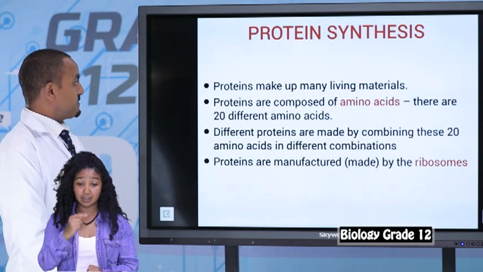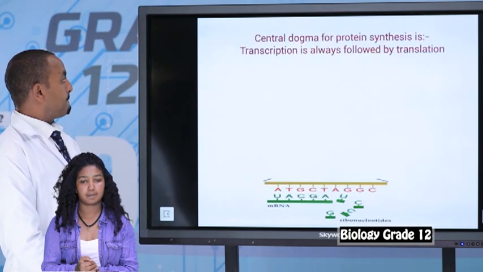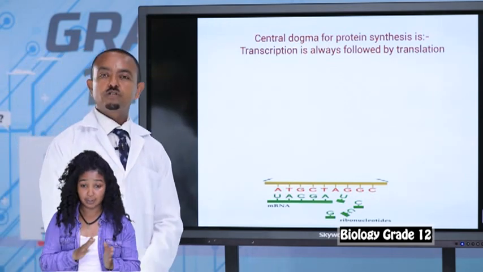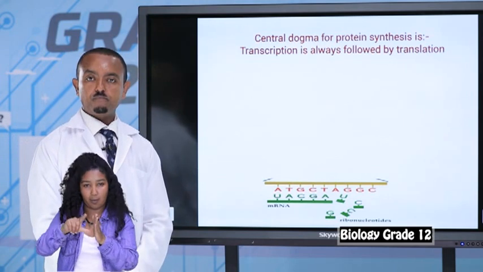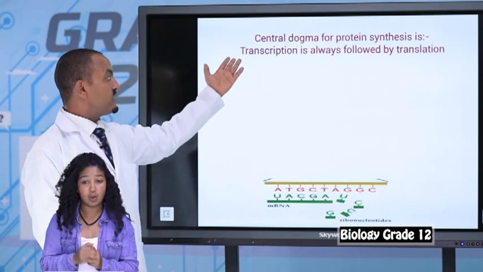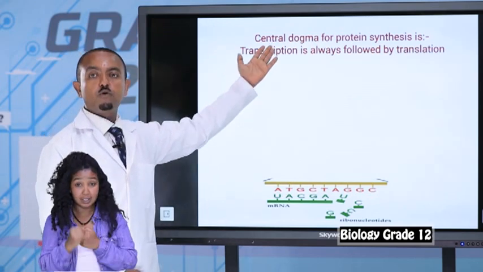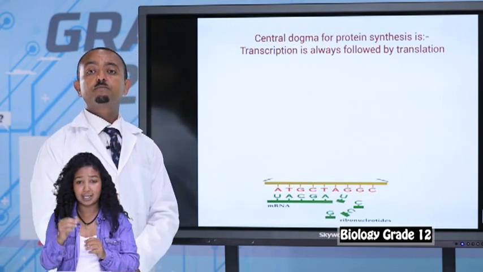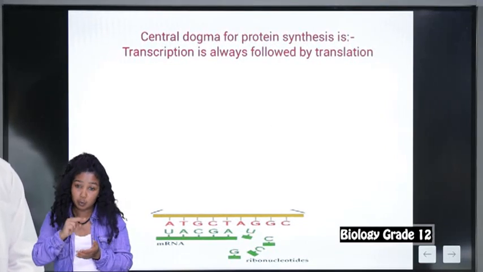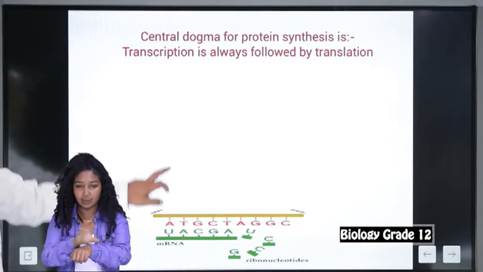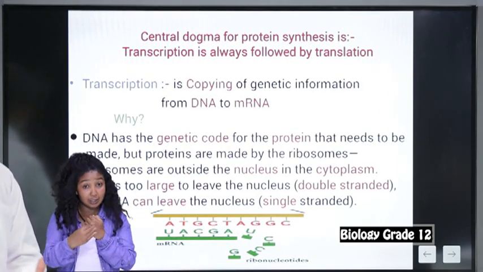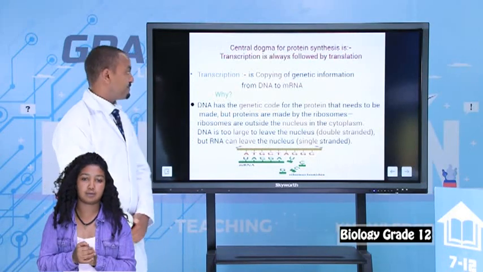The process of protein synthesis follows the central dogma. The central dogma for protein synthesis is that transcription is always followed by translation in every type of cell, whether the cell is eukaryotic or prokaryotic. In both types of cells, transcription is always followed by translation.